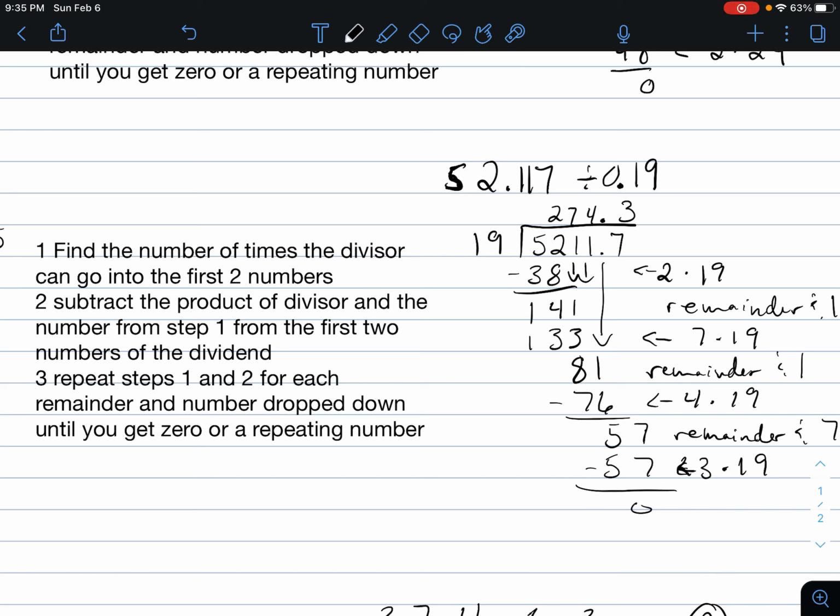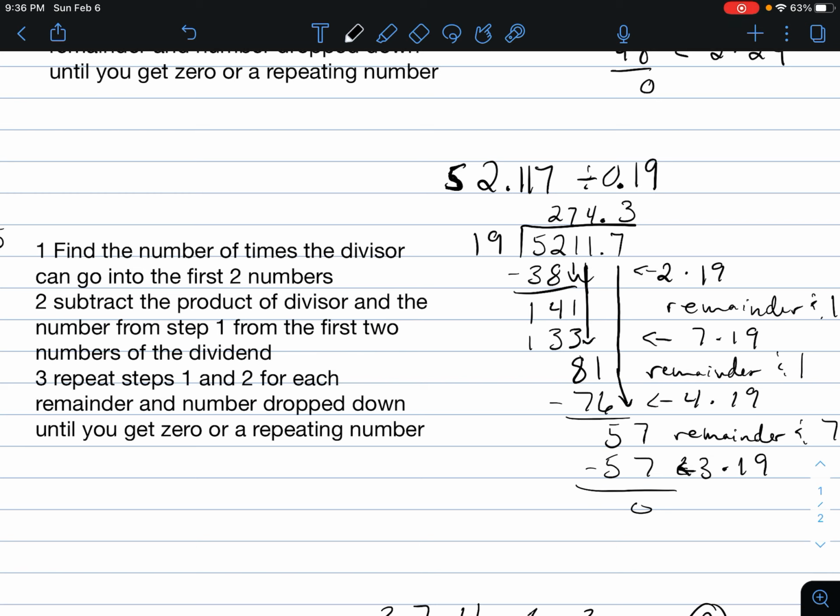And 19 can go into 141 7 times, and we write the 7 above the 1. 7 times 19 gives us 133. Once we subtract those values, you get a remainder of 8. We need to bring down that next 1. So that arrow actually goes to that 1 right there. Let me clean this up a little bit here. Okay. So now we've got 81.